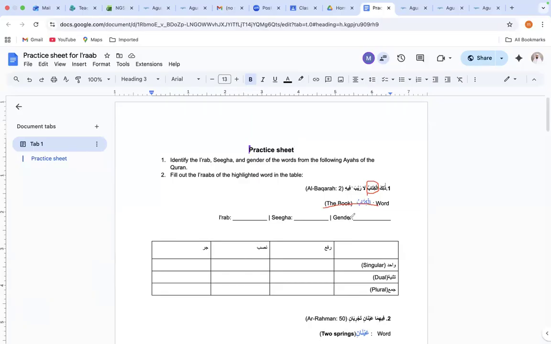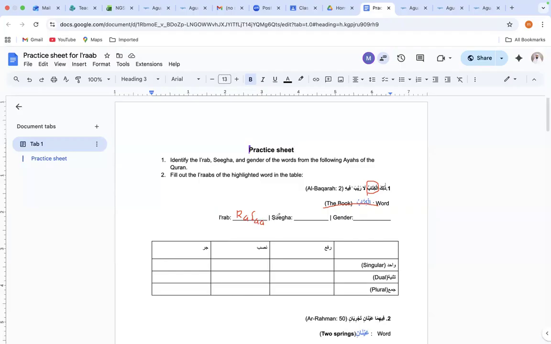Now, first thing I want you to tell me is what is the i'rab of this? That means what is the diacritical state of this? Is it in the state of rafa, nasab, or jar? It's in the rafa. So you will write over here rafa. I prefer you writing in Arabic because that would build up the habit. But in some case, if you're not able to write in Arabic, it's fine. But eventually, you need to get this habit.